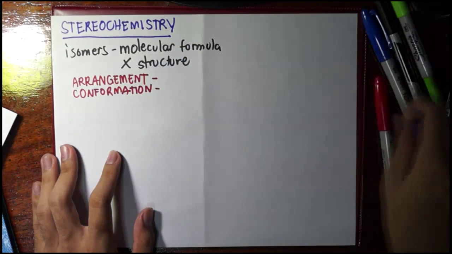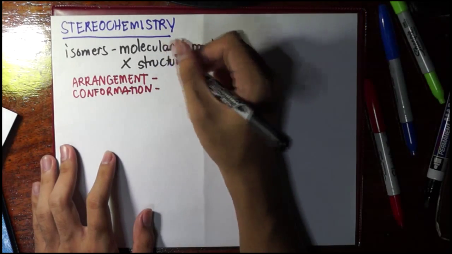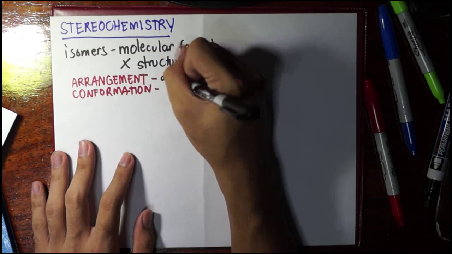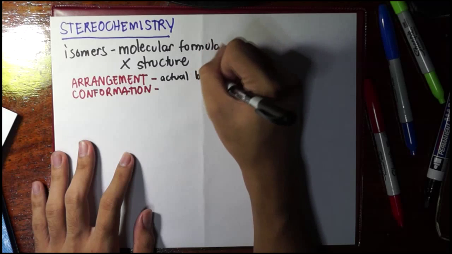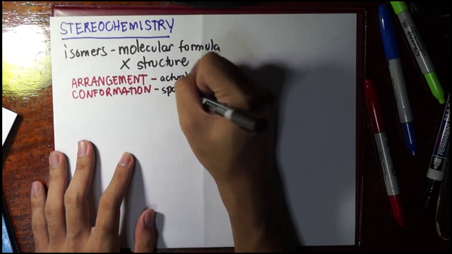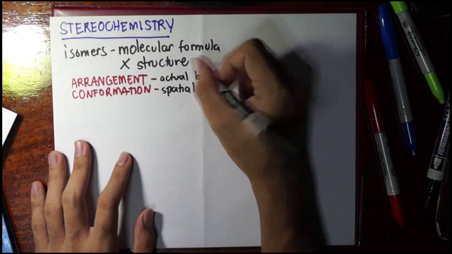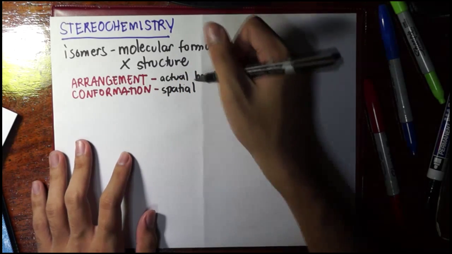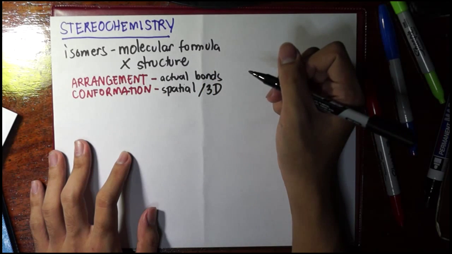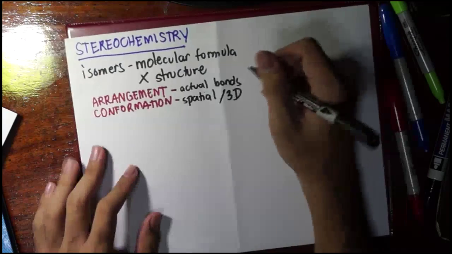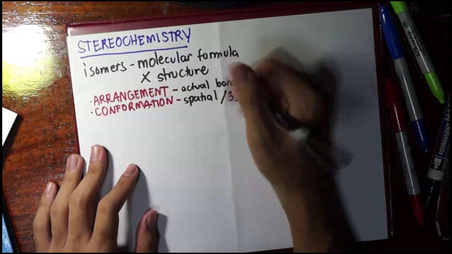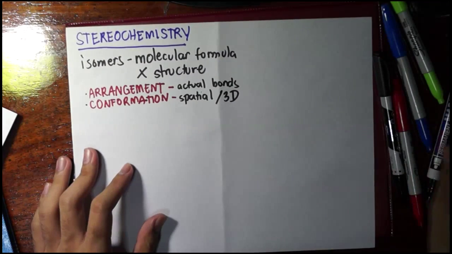We will understand this better later on, but just as a summary, arrangement is the actual bonds between atoms, and conformation is just the spatial differences, or the 3D appearance of the bonds. We're going to tackle these two terms as we draw a table here.